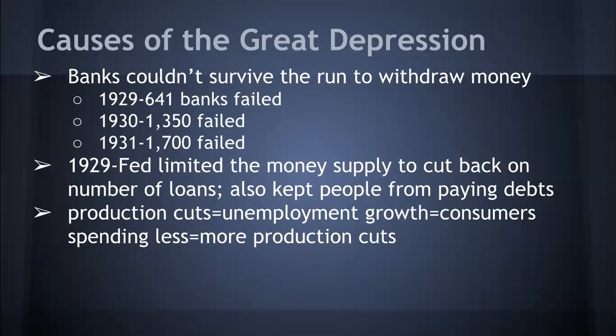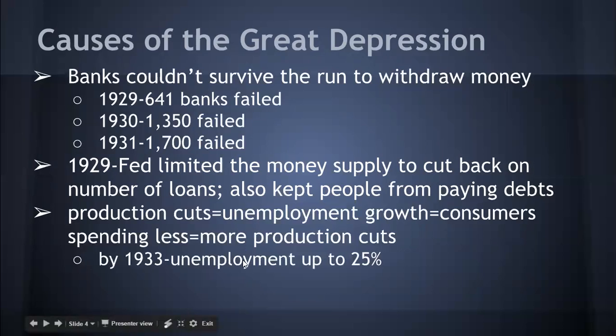So we start to cut production, right? We're not selling as much, we're not making as much, so we've got to make less. Well, if we make less, we have to cut employees, all right? So now we have unemployment growth, fewer people with jobs. People don't have jobs, they don't spend money, all right? Which means more production cuts, and this cycle just continues and spirals downward. By 1933, our unemployment rate is at 25%.